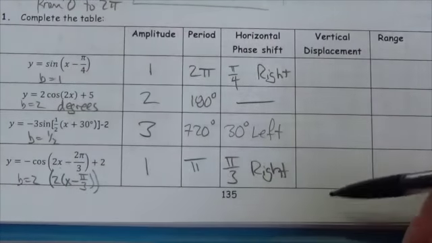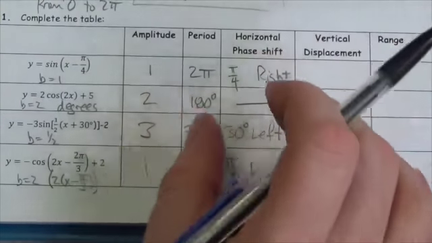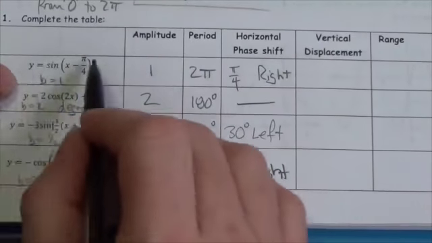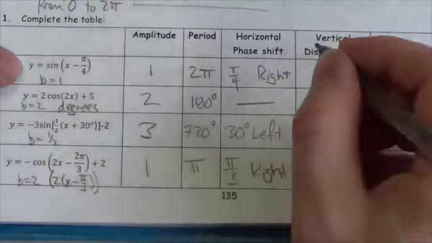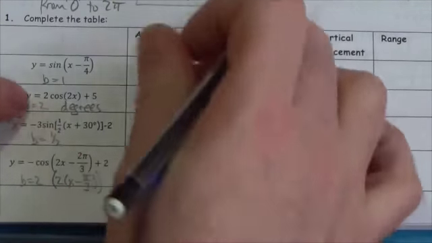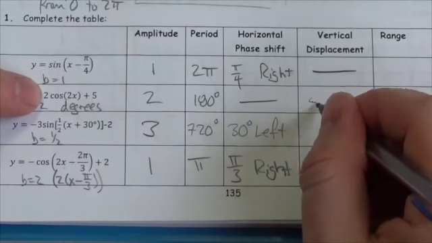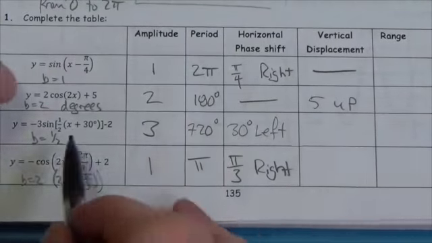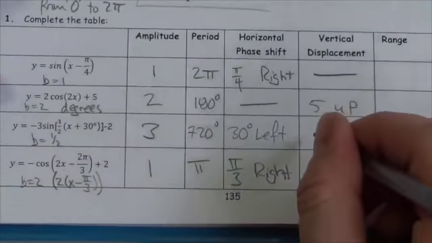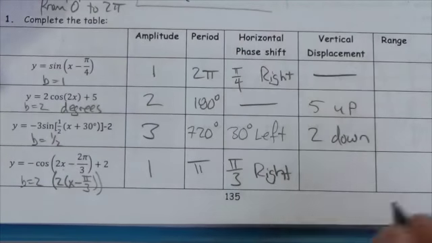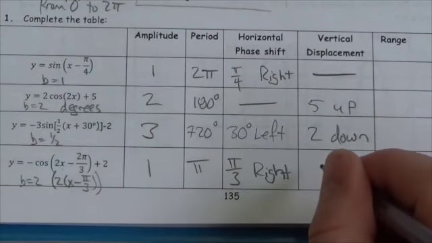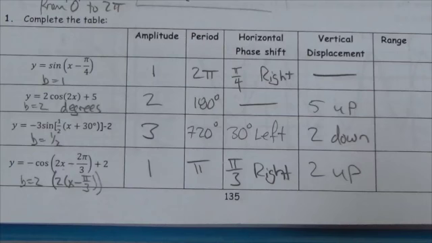Awesome. Now, the vertical displacement, this is a fair bit easier than what we just did because this refers to the value that I'm adding at the very end. Here, notice that there is no value at the very end, so there's been no vertical displacement. Here, I'm adding 5 to that function, which means this is 5 up. Here, at the very end of the function, it's a little squished in there, but it's minus 2, which means I've gone 2 down. And on this last one, I'm adding 2 at the end, so this is going to be 2 up, just exactly what I'm seeing.